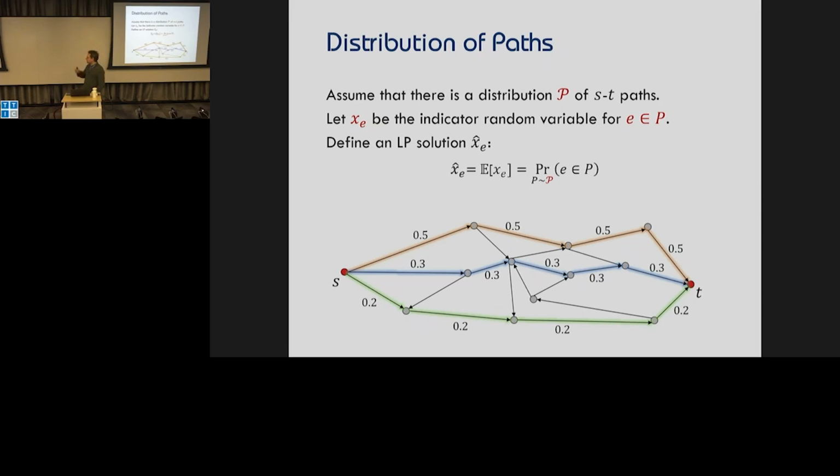If we have such a distribution of paths, we can define a feasible LP solution x_e hat simply by saying that x_e hat is equal to the expectation of x_e, and this is equal to the probability that edge e belongs to our path P sampled from the given distribution.